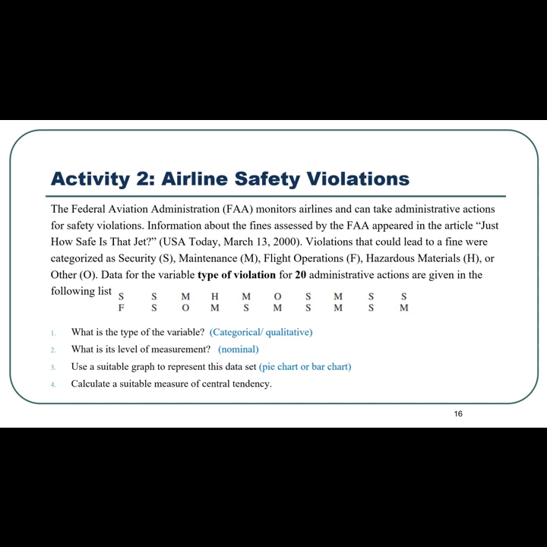For the suitable measure of central tendency, it's a categorical variable, so I cannot use the mean, I cannot calculate the median, so it is only the mode. I would count each category, the frequency of each category, and the mode would be the one with the highest frequency, and it turns out that this is S, the security type of violation. So this is the end of our lecture.